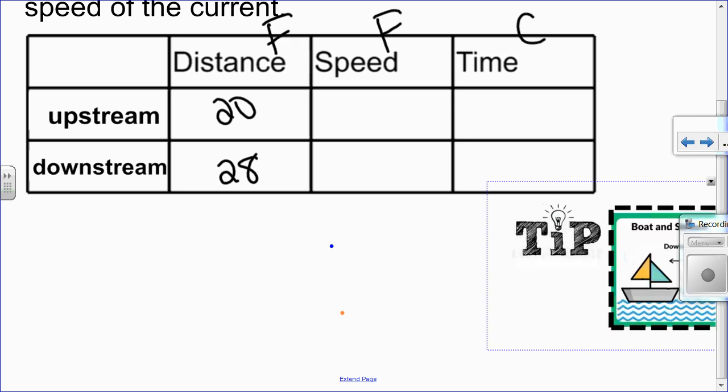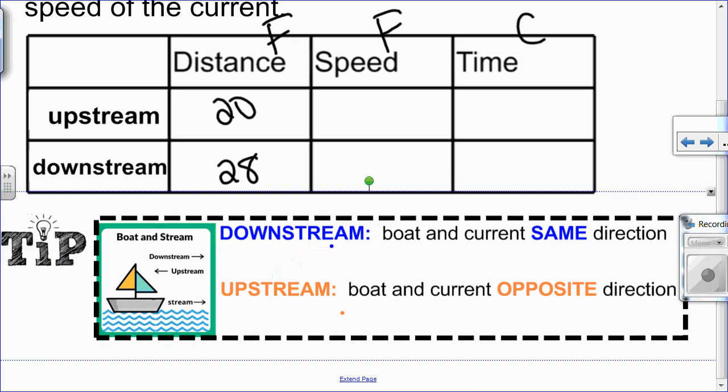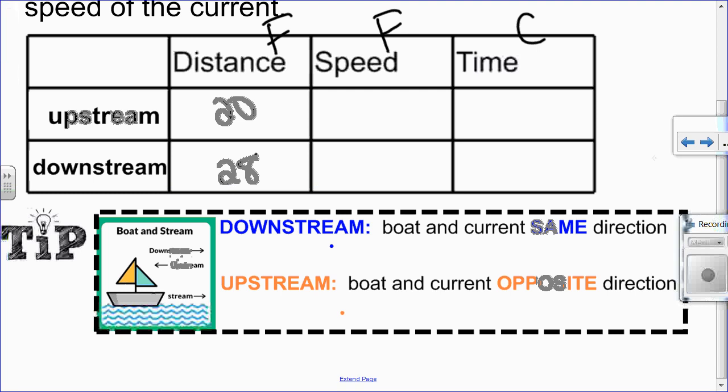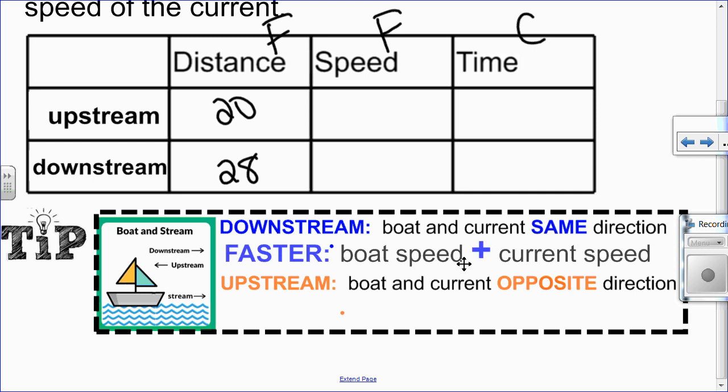So looking at my tip here, we're going to talk about upstream versus downstream. You can see in my little illustration there, the direction the boat is going compared to the stream. See how the stream is going to the right? If the boat is going to the right, it's going downstream. They're going in the same direction. Now, if that happens, the boat goes faster. You're going to take the boat speed plus the current speed. So going downstream, I'm going to take the boat speed plus the current speed.